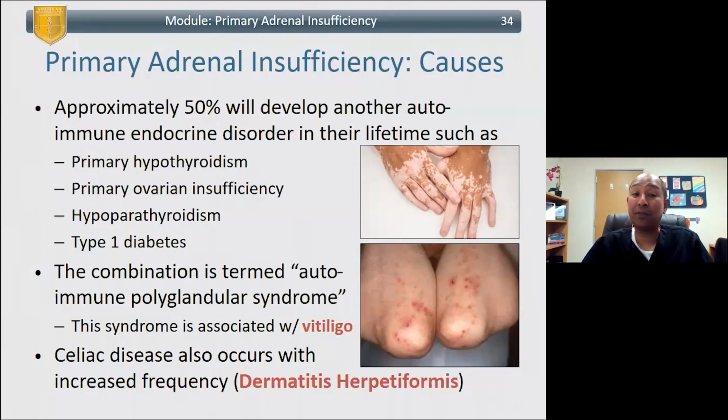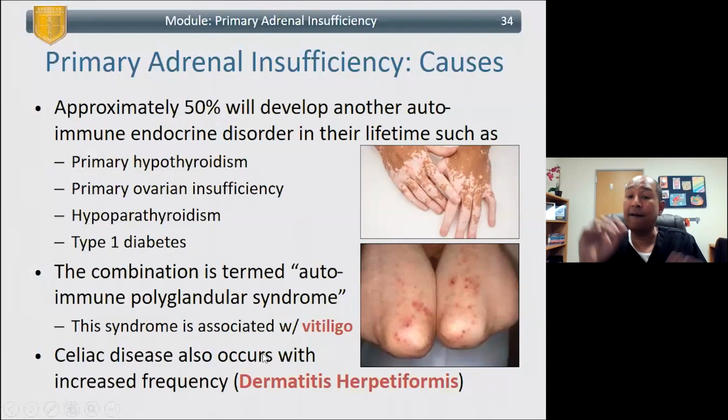Now, 50% of people who develop autoimmune adrenal insufficiency develop another autoimmune endocrine disorder in their lifetimes, such as primary hypothyroidism. I think you're probably going to assume I'm thinking about Hashimoto's thyroiditis. They have a lot of autoantibodies there. Also primary ovarian insufficiency, hypoparathyroidism, and of course type 1 diabetes, with anti-islet cell antibodies. And if you have a combination of primary adrenal insufficiency with any one of these, it's called autoimmune polyglandular syndrome.